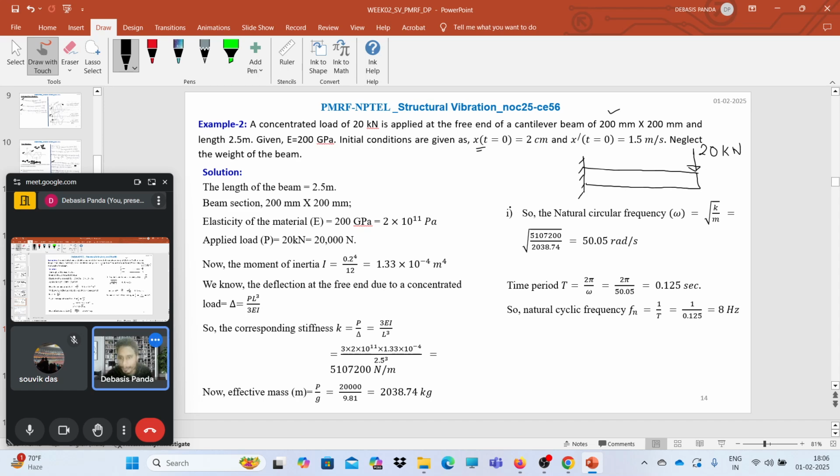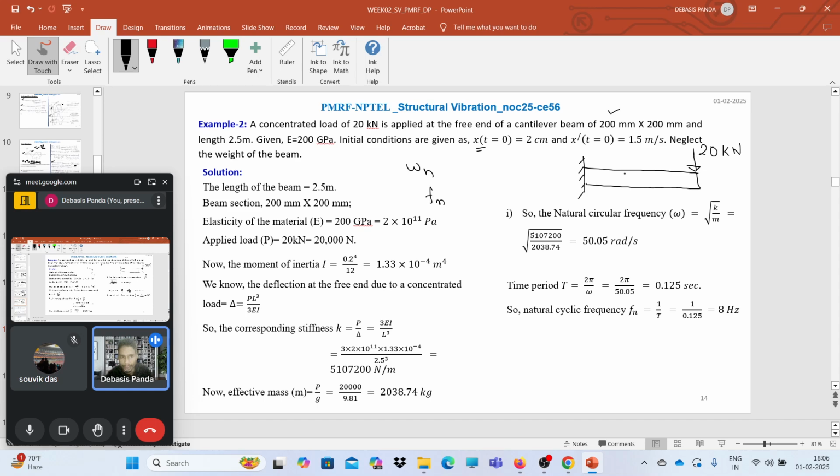Great. So first, what do we need to find out? We will find out the omega n, the f, and the T. How can we find out the omega n or the cyclic frequency fn? First we need to find out the stiffness, or the equivalent stiffness, of this system.